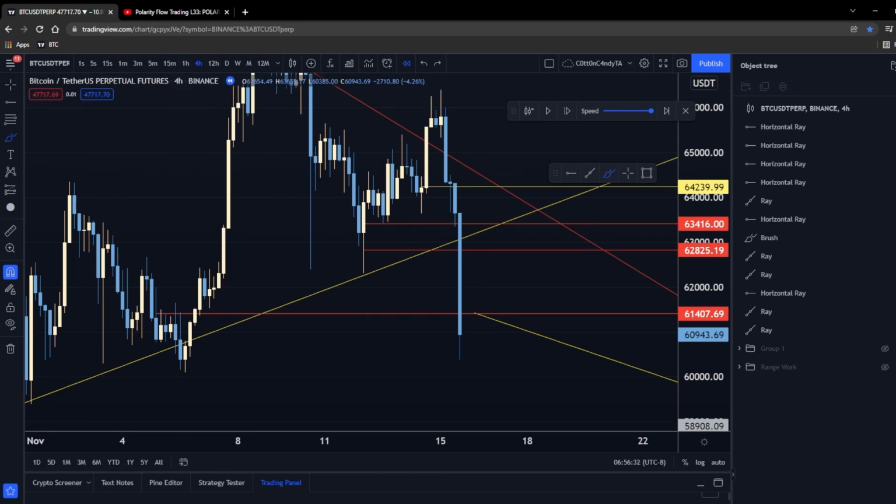Used 62.359 wick. I would have targeted the body and missed a move. 62.359. I used 63.259.